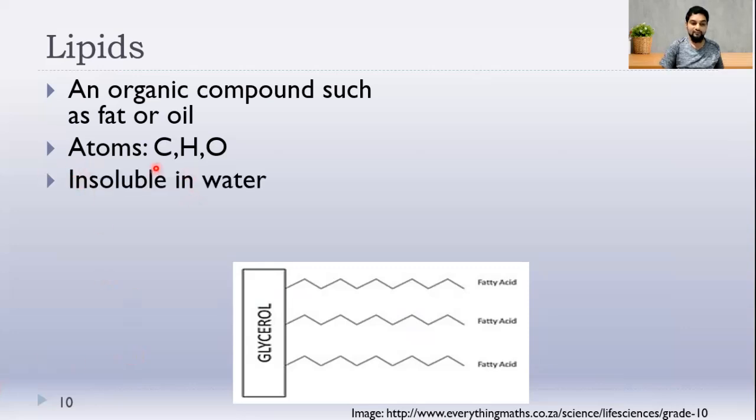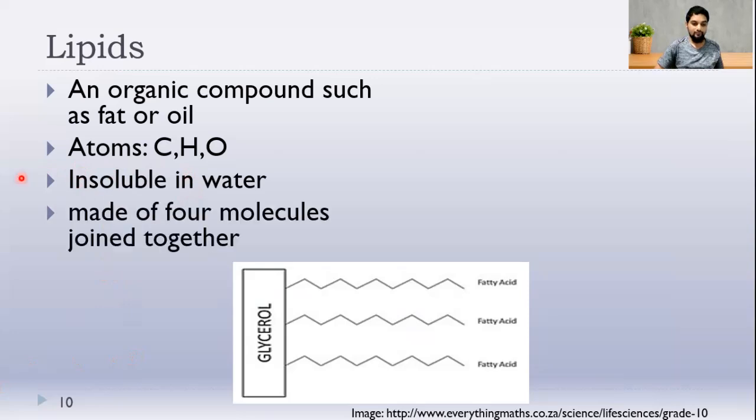Lipids are generally insoluble in water, and they are made up of 4 molecules that are joined together. The 4 molecules are shown in a diagram here. We have 3 molecules of fatty acid. So we have 1 fatty acid, 2 fatty acids, 3 fatty acids, and then we have the glycerol.